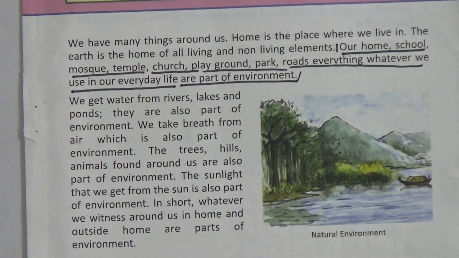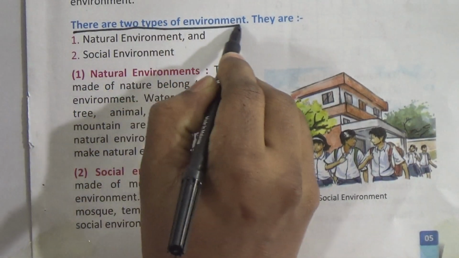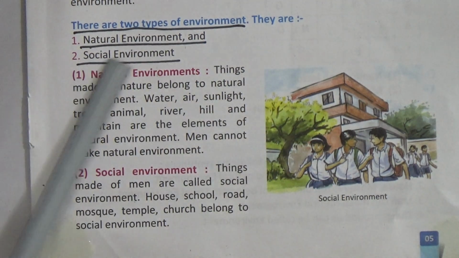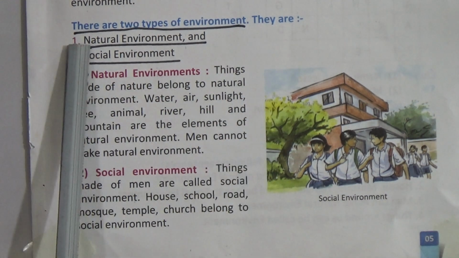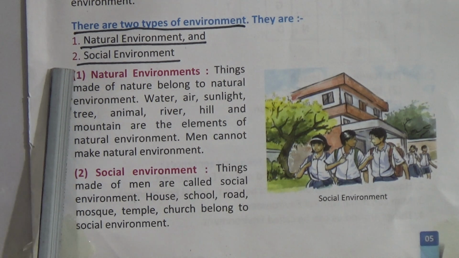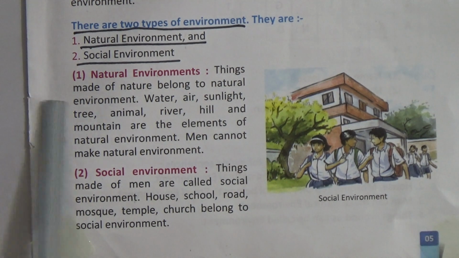There are two types of environment, very important. They are natural environment and social environment. So underline this one. There are two types of environment: natural environment, social environment. If I ask what are the types of environment, there are two types, natural environment and social environment. Let's discuss what is natural environment.